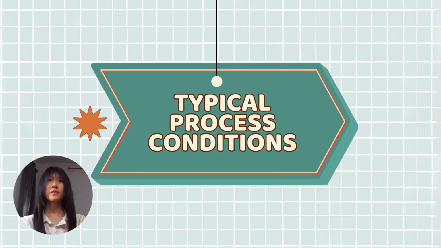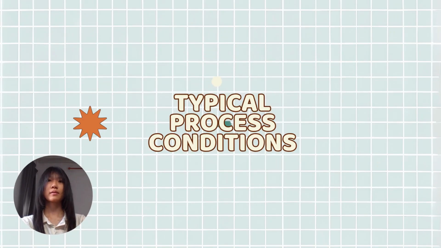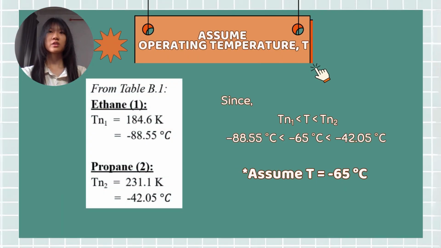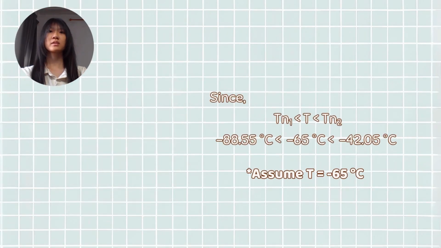Now, proceed with the typical process condition part. Before the flash calculation, we need to assume the operating temperature and pressure. So now, we assume the operating temperature first. From table B1, the normal boiling point of ethane is negative 88.55 degrees Celsius, and the normal boiling point of propane is negative 42.05 degrees Celsius. Since the operating temperature needs to be between the normal boiling point of ethane and the normal boiling point of propane, we assume the operating temperature is negative 65 degrees Celsius.